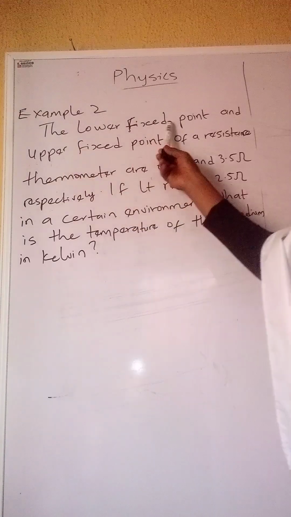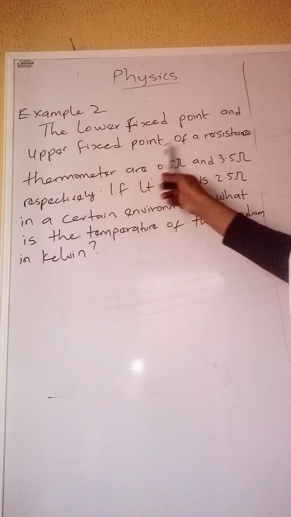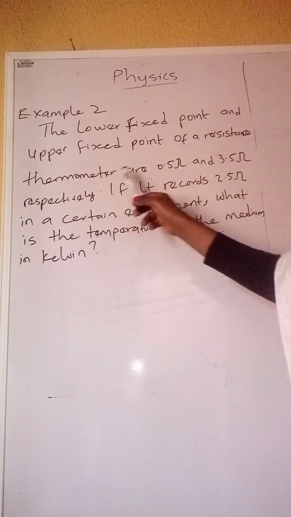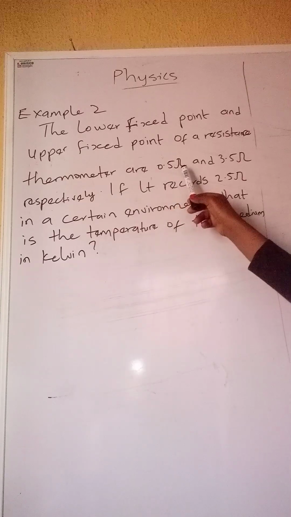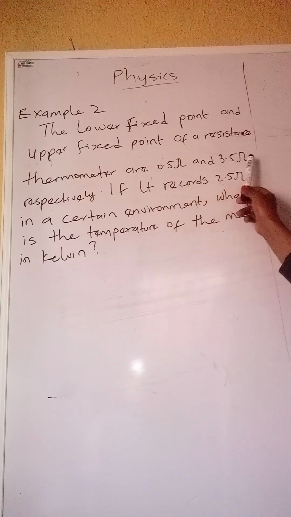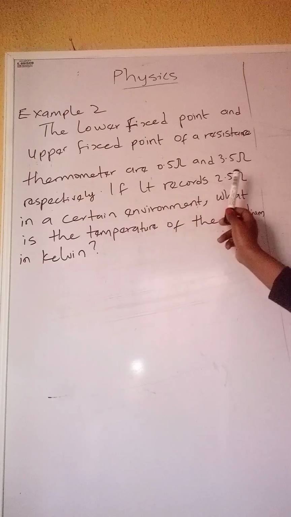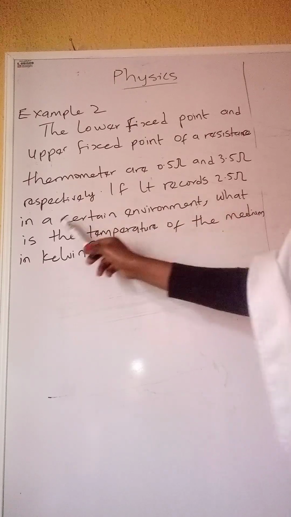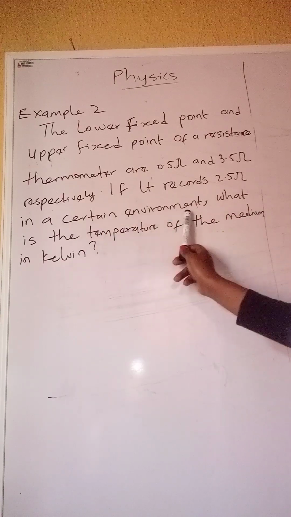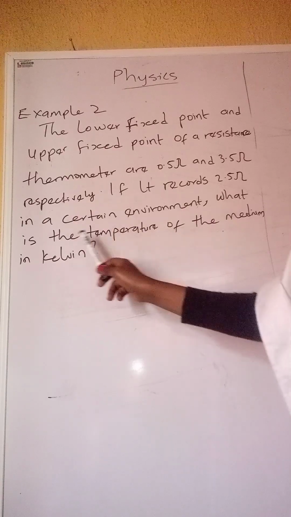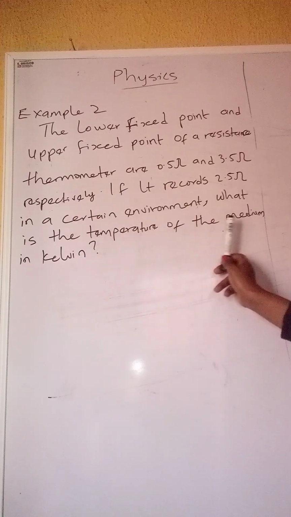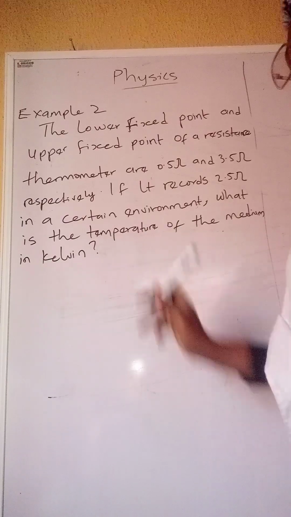The lower fixed point and upper fixed point of a resistance thermometer are 0.5 ohms and 3.5 ohms respectively. If it records 2.5 ohms in a certain environment, what is the temperature of the medium in Kelvin?